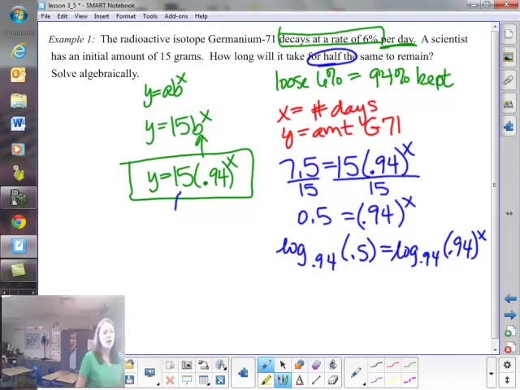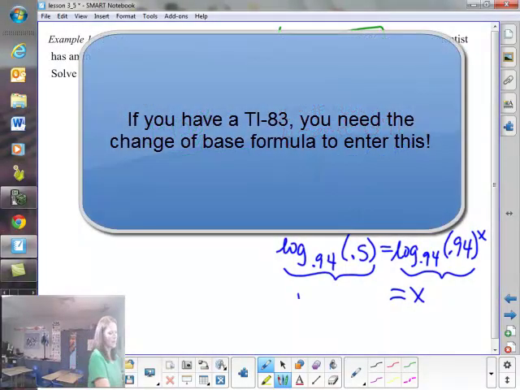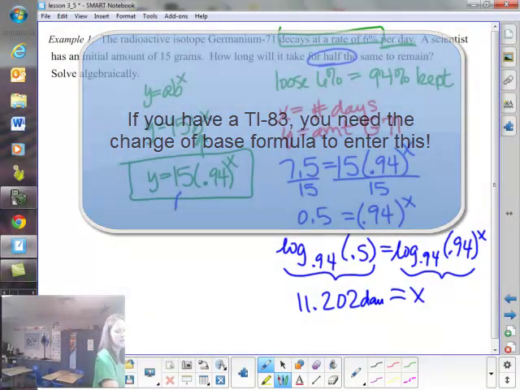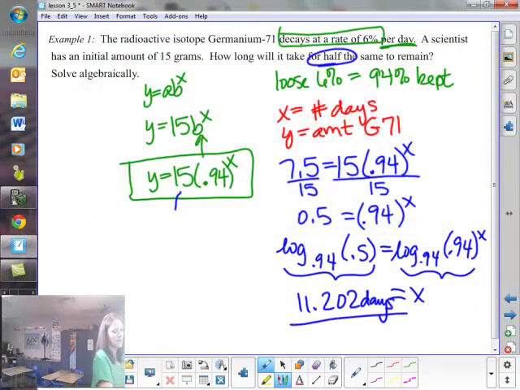And if we take a look at the left side, this is just something I can type into my calculator at this point. On the right side, log base 0.94 of 0.94 raised to the x is simply x. Okay, so typing all that into my graphing calculator, I will end up with 11.202. And remember, those are days, because we assigned x to be days. I promise that says days in the beginning.